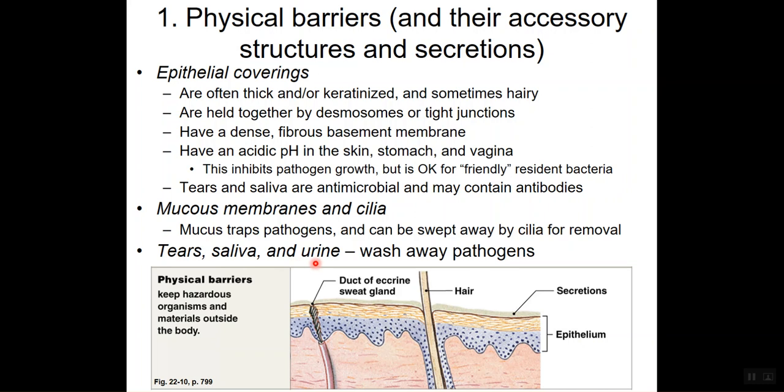And then other secretions are constantly just flushing over surfaces. Tears are constantly flushing your eyeballs. Saliva is constantly flushing your mouth as you're swallowing. Every time you urinate, the urine will flush out your urethra, the lower part of your urinary tract. So any pathogens that are trying to take hold in those places are constantly facing a current of fluid trying to wash them away. All right, so this is the first line of defense, right? Physical barriers, just trying to stop pathogens from getting inside your body in the first place, or making it very difficult at least.